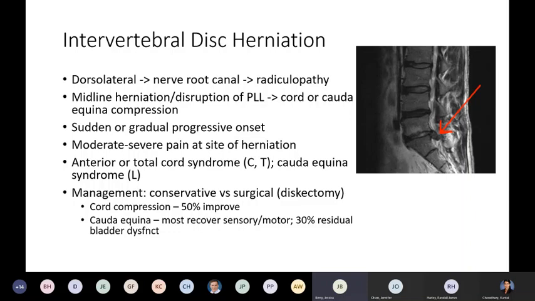Management, again, if it's more mild, you'll be looking at conservative management, possible epidural injections for pain management, etc. If the presenting symptoms or progressive symptoms are severe, then you'll end up with a surgical intervention, usually a discectomy. In cases of cord compression, about 50% of patients will have improvement with surgery. In cases of cauda equina syndrome due to a disc herniation, most patients will recover some degree of sensory and motor function, and about a third will have residual bladder dysfunction.